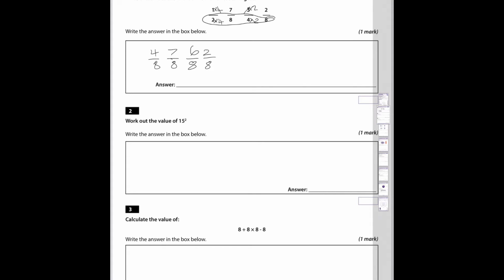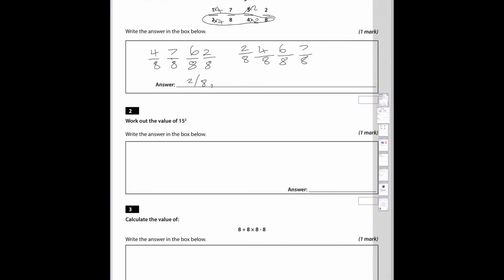So now, because they're all over 8, it makes it very easy to put them in order. So we can put them in 2 over 8, 4 over 8, 6 over 8, and 7 over 8. Nice and easy. Now that would be acceptable to leave as that, but if you wanted to revert them back to their original fractions, you could have got 2 over 8, which was that fraction, so that one's fine. So the answer down here would be 2 over 8.